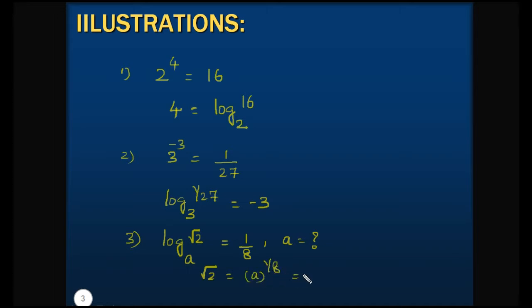Or else we can write it as 2 is root 2 to the power 8 is equals to a. As you know that root 2 is nothing but power 1 by 2. So that means 2 to the power of 8 into 1 by 2 is equals to a. Here we can cancel 2 with 8. So it is 2 to the power of 4. Therefore, a is equals to 16. Right? Let's look into some more illustrations.